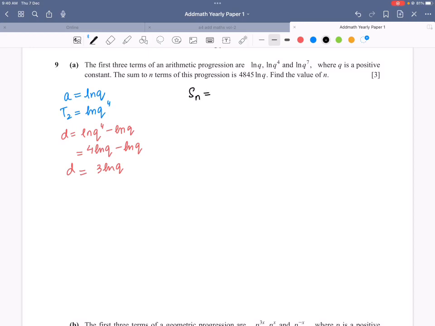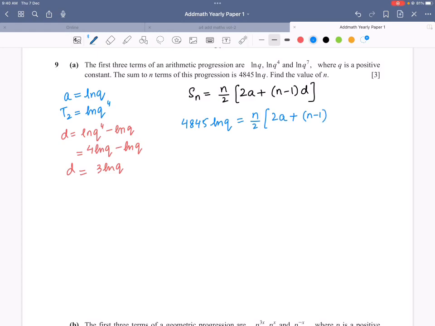After that, we need to apply the working formula for the sum. So Sn is equal to n upon 2 times (2a plus (n minus 1) times d). Plug in the values. So Sn is 4845 ln q, equal to n upon 2 times (2a plus n minus 1).